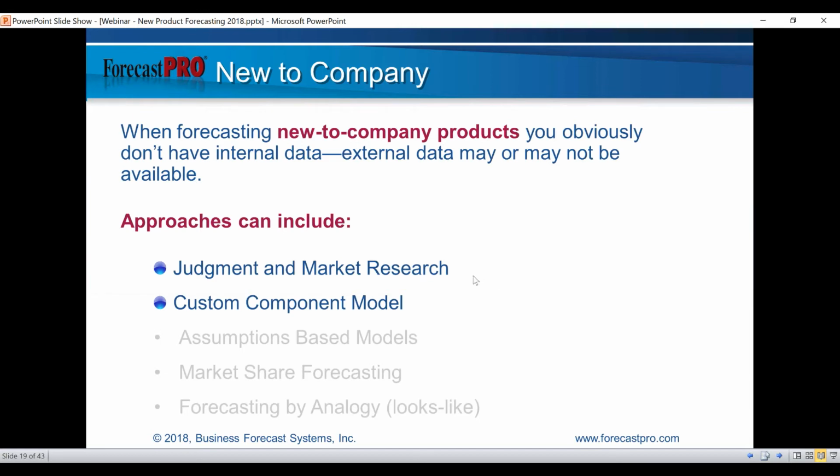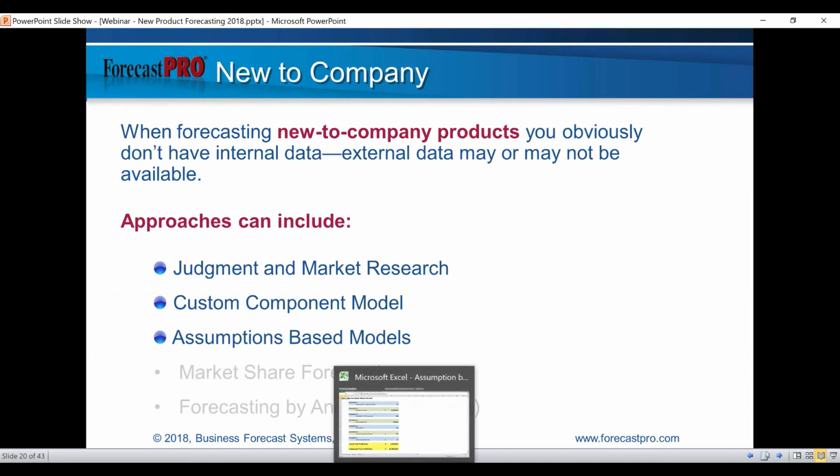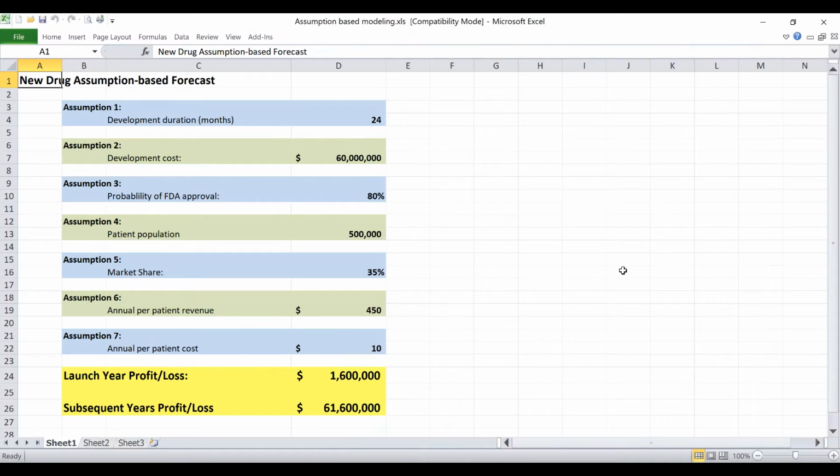Judgment and market research is always on our list with new product forecasting. The custom component model could also be used. The one I'm going to look at now is something called assumption-based modeling, okay? And we're going to do this almost completely with an example. An assumption-based model is usually used for new product forecasting, and it's often done in Excel. There are a couple of different situations where it can be particularly useful.